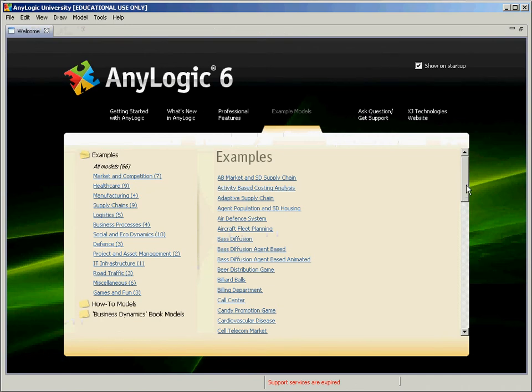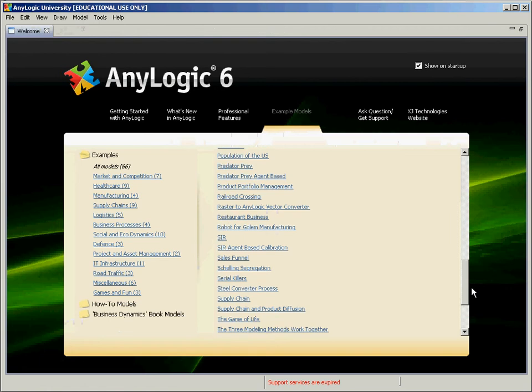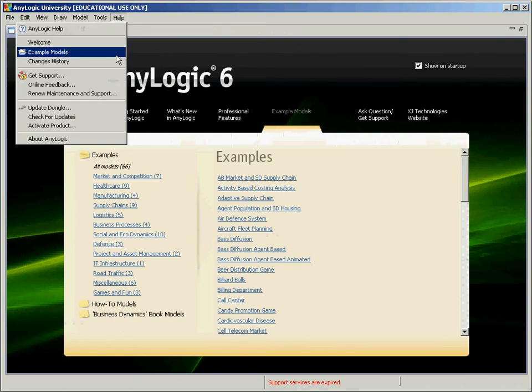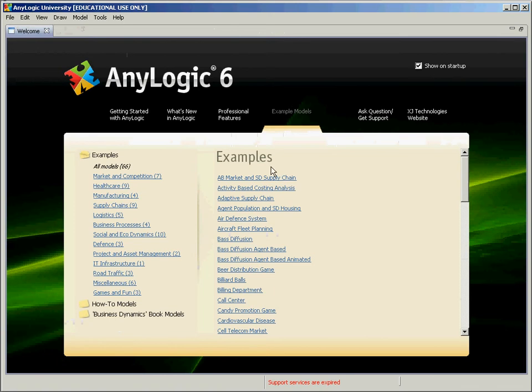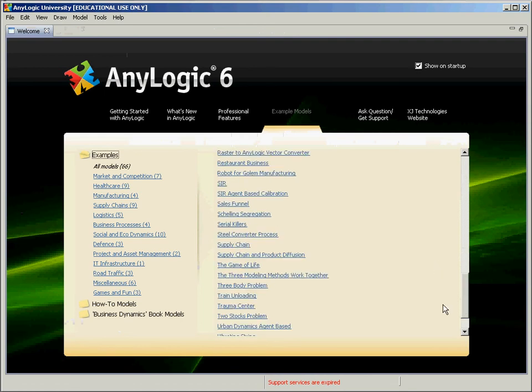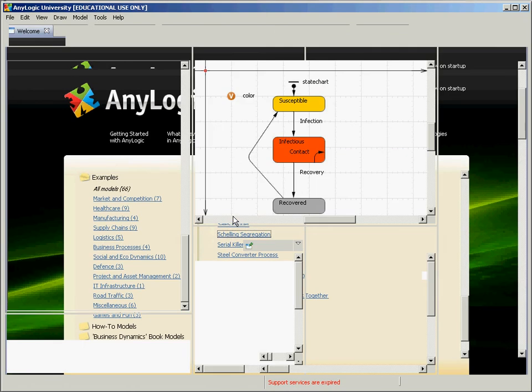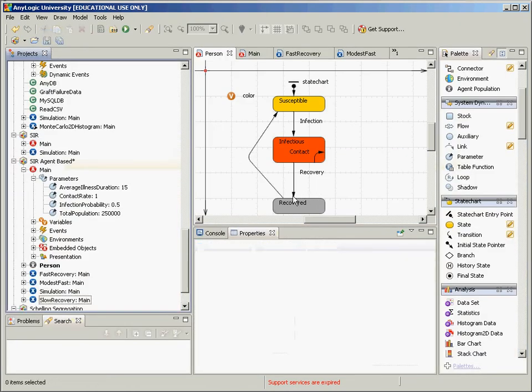Let me see, yeah, here it is. It's just in the examples provided here on the right-hand side. So how did I get there? I did Help, Example Models, and these examples should come up. If you don't see them, you can click on Examples here. And we're going to take a look at a model called Schelling Segregation, okay? So we're going to click on that, and it's going to open it. And now it's loaded down at the bottom here, okay?